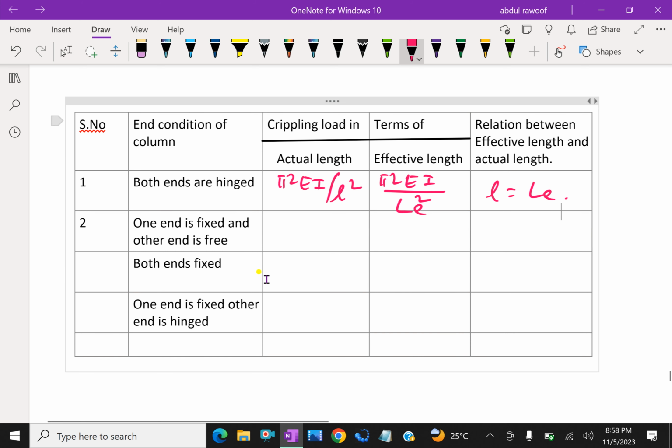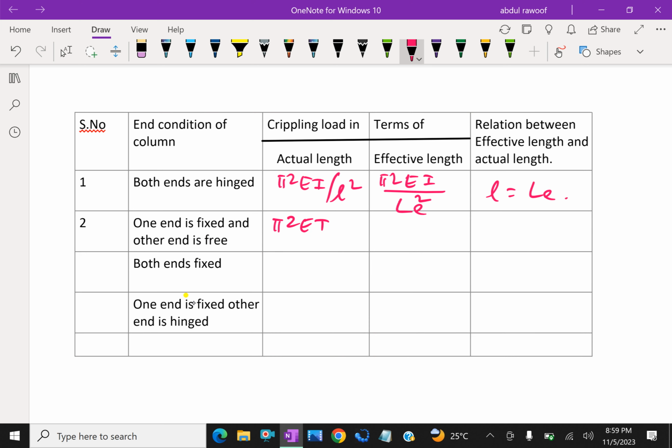Now one end is fixed and other end is free. Then here crippling load is pi squared EI over 4L squared. Then here pi squared EI over LE square, where here LE equal to 2L.